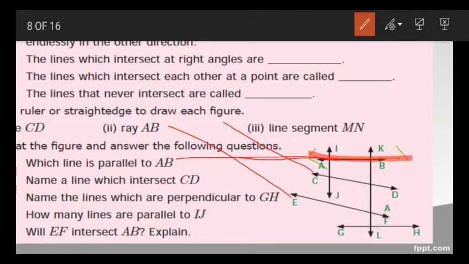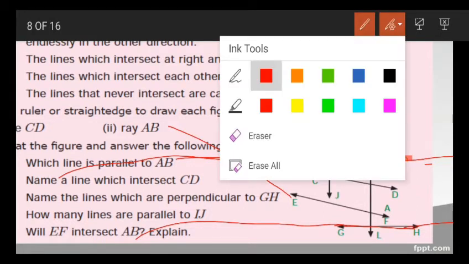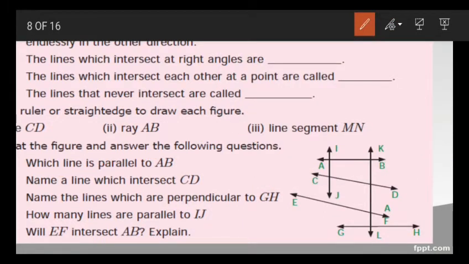Now we have another line GH. When you extend GH, are they meeting? No, they won't meet. Okay. So GH is parallel to AB.